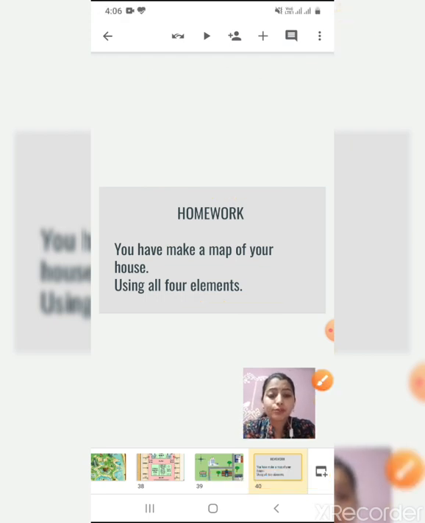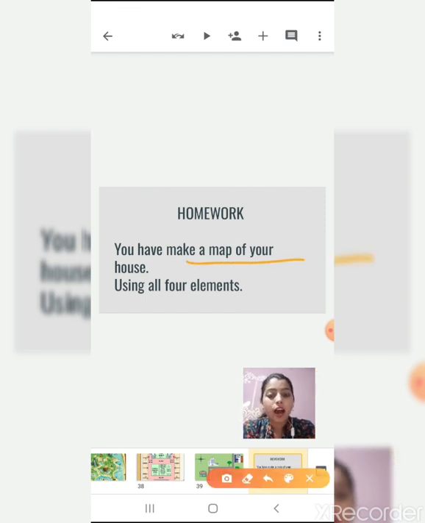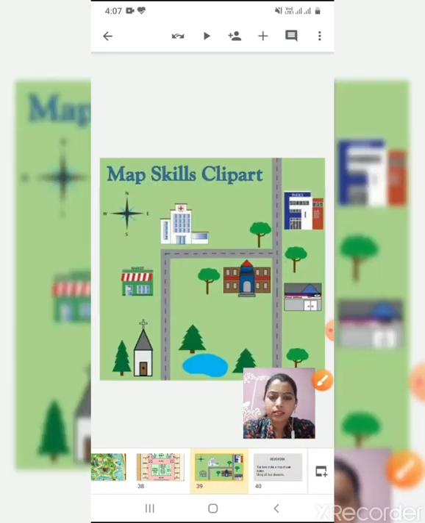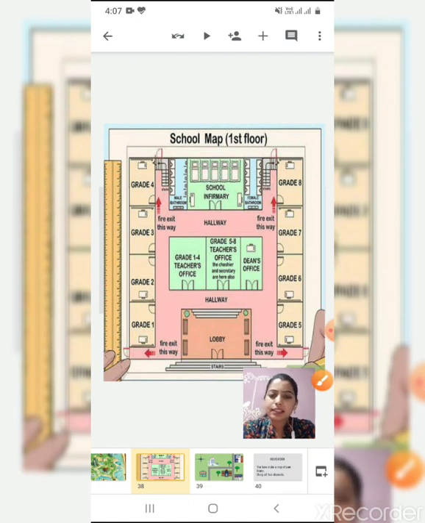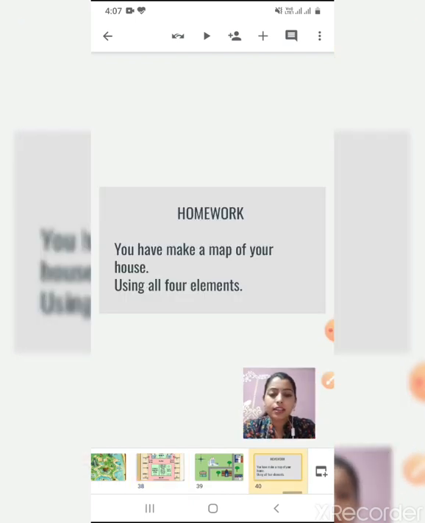Alright children, so you have to use all the 4 elements for making a map of your house. And the map may be like this or like this. Alright, it is very fun. You feel a great fun in doing and drawing and making the map of your house.